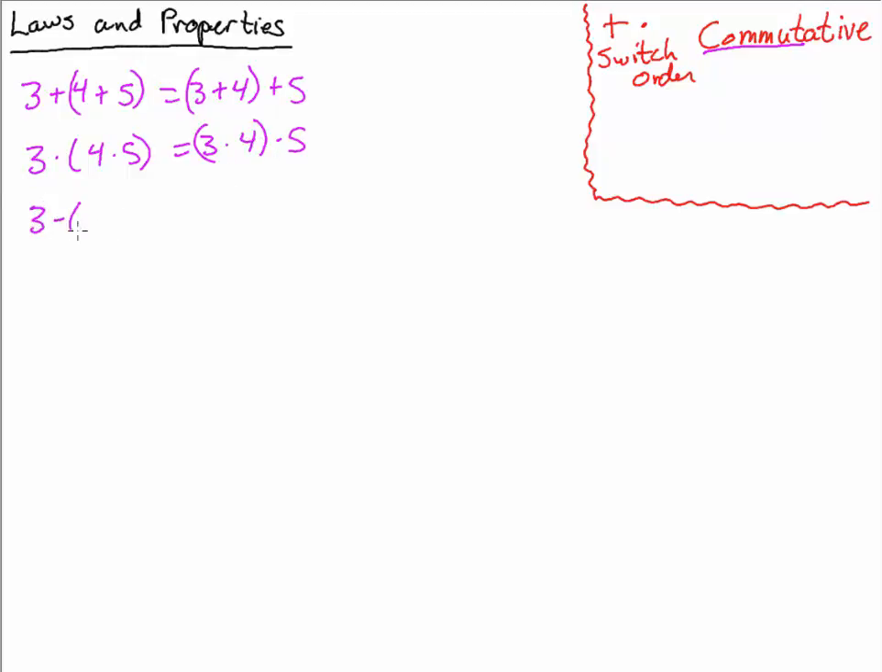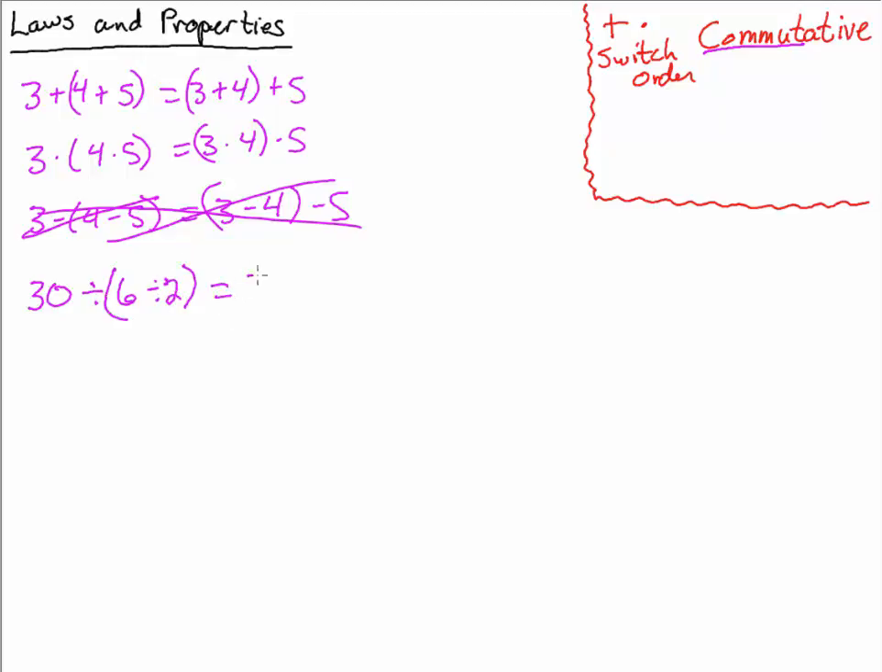Well, if we try subtraction, you'll notice, 3 minus 4 minus 5. These two aren't the same. This is 3 minus a negative 1, that's 4. This is negative 1 minus 5, that's negative 6. Those are not the same. What about division? Let's try 30 divided by 6 divided by 2. So we get something coming out here, and compare it to 30 divided by 6 divided by 2. Here we get 30 divided by 3 is 10. Here we have 5 divided by 2, and it doesn't work at all.